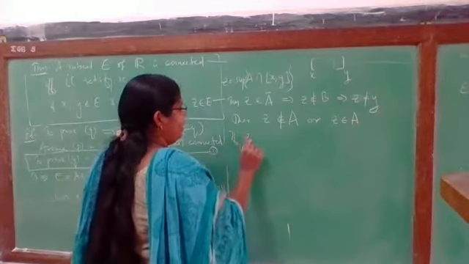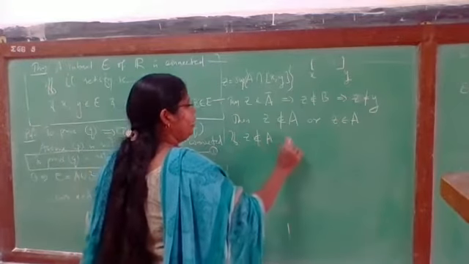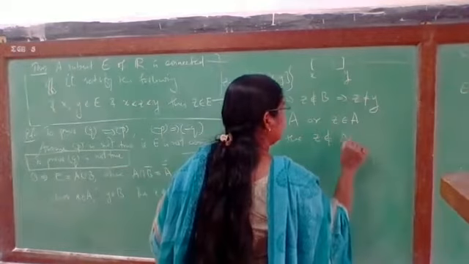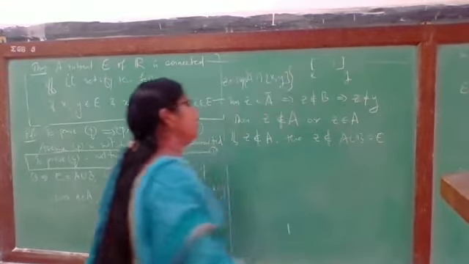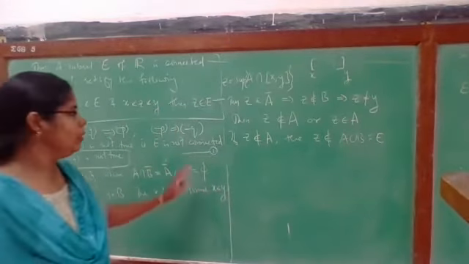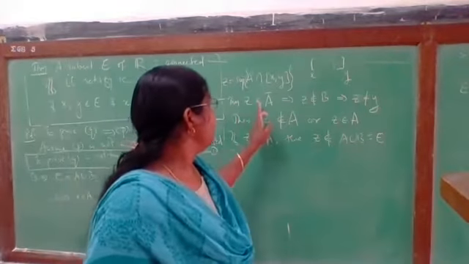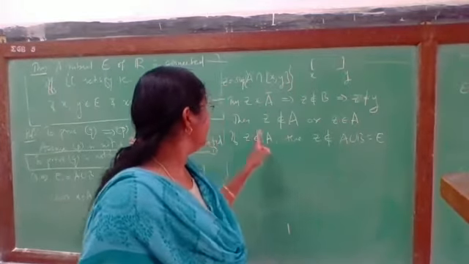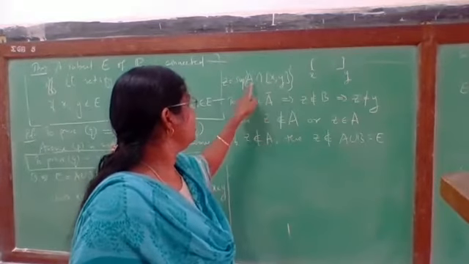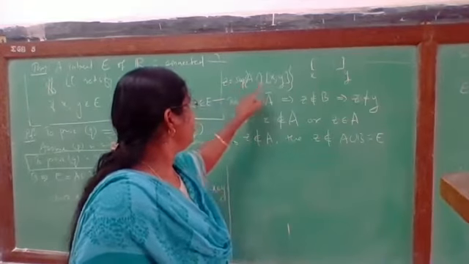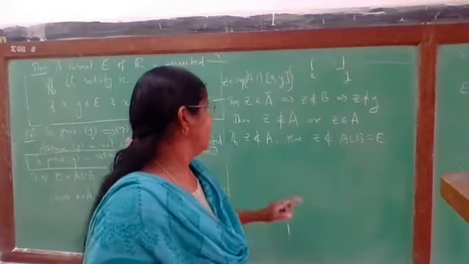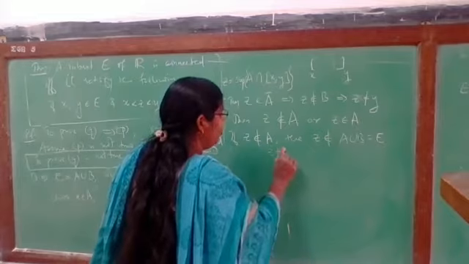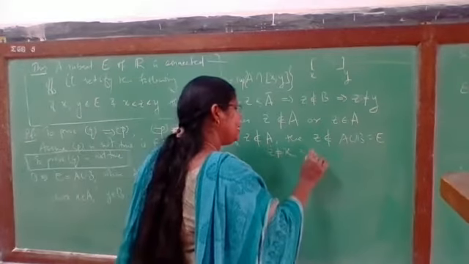If Z does not belong to A, then Z does not belong to A union B, which is equal to E. So we have proved the theorem, because in this case Z is a number strictly greater than X and less than Y. Greater than X is because of the supremum. X is there in this set, and the supremum is greater than or equal to point X. So if Z is not a point of A, then Z cannot be equal to X.